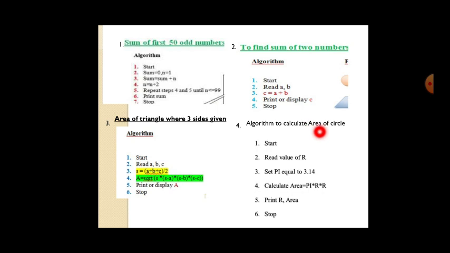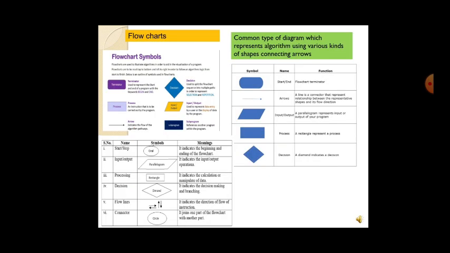Next, algorithm to calculate area of a circle. Start, read the value of r. You know, area is equal to pi r square. So set pi equal to 3.14. We are already setting it because it is the same value wherever you take pi, 3.14. So area is equal to pi r square, that is pi into r into r. Print r and area. So both the radius as well as the area is printed. If you write the algorithms like this, then it will be easy for you to do coding.